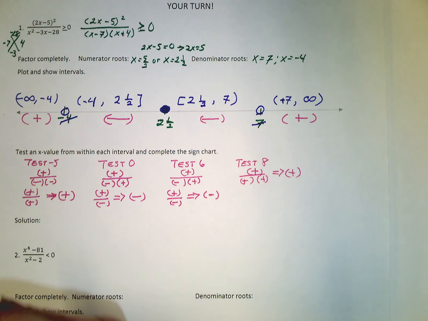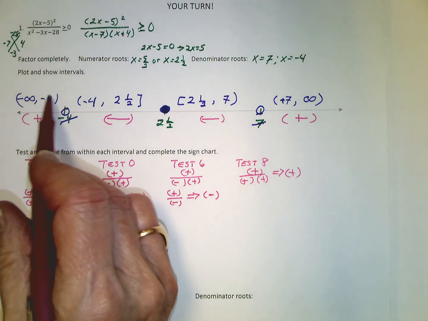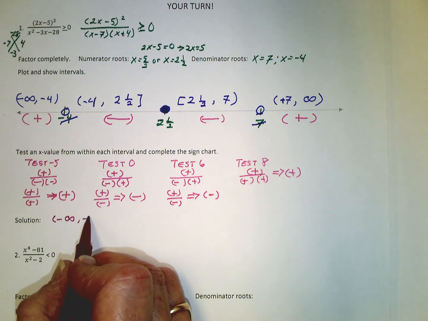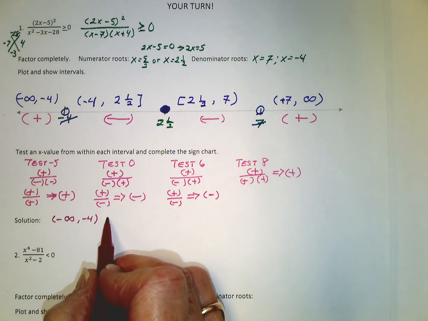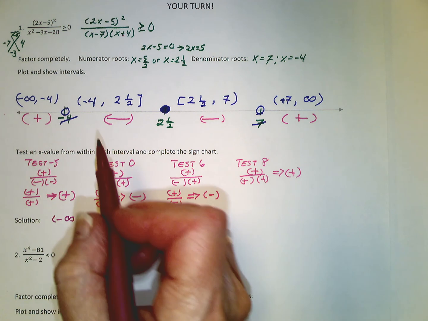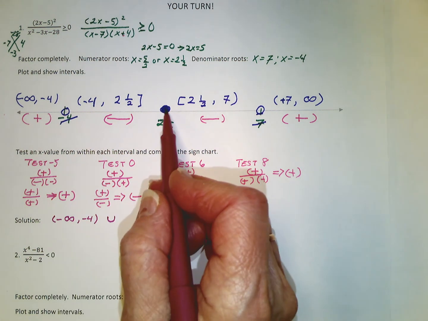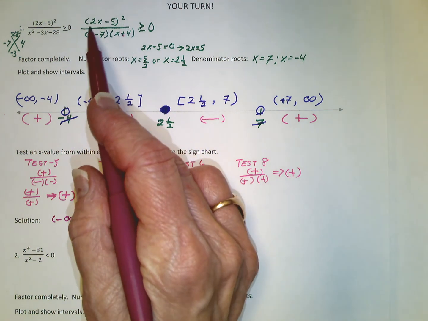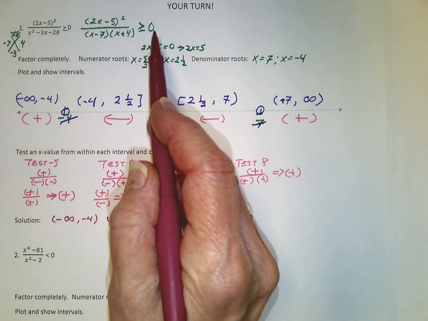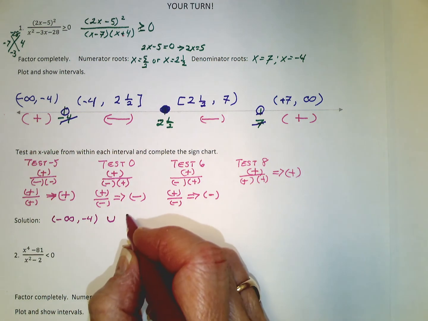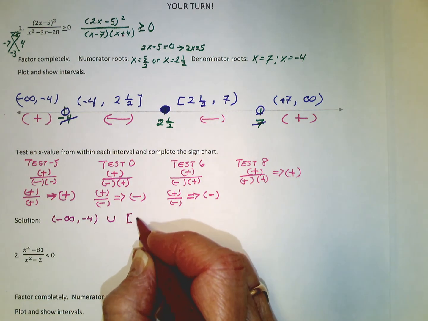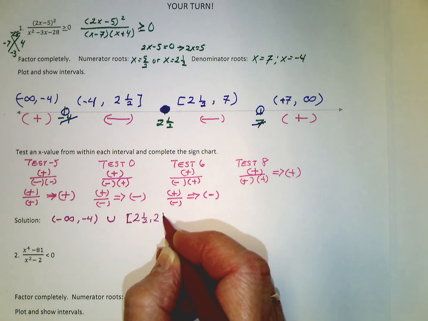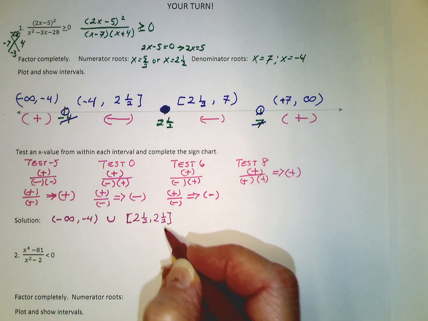So interval notation always starts with the lowest. We'll include this interval here from negative infinity up to but not including negative 4, united with, we have to include the 2.5 because we need the answers that will make the fraction equal 0. And 2.5 does. We found out on one of the sample problems that we can do this by saying the interval from 2.5 to 2.5 inclusive.